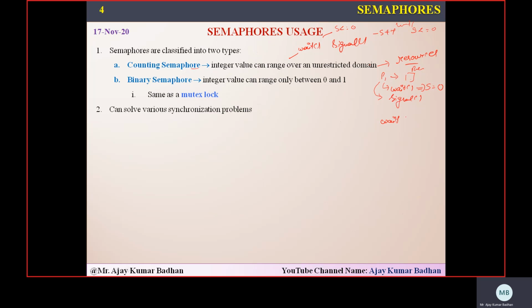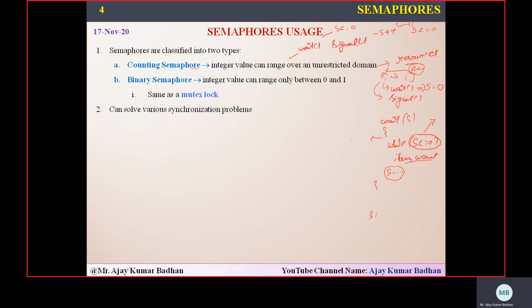Let me write it up. Wait of S: while S is less than or equal to zero, what we are doing is busy waiting. Else, S minus minus. What we are doing exactly here: S less than or equal to 0 indicates that all the instances of that particular resource are already used by some other processes. So we don't have another instance of the resource to allocate to the process that is requesting. That process should enter into a waiting state. And if the resource is available, we perform S minus minus, and that instance of the resource can be allocated to that process.